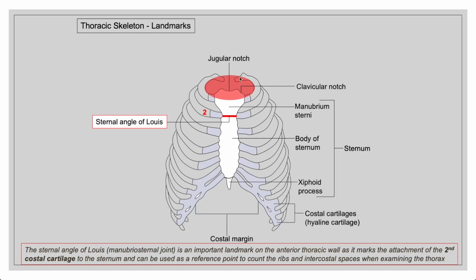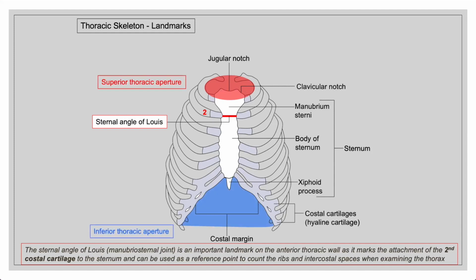We are closing from above. So this is the superior thoracic aperture. We call it superior thoracic aperture. And from below, if I close this space, I call it inferior thoracic aperture. Guys, a term you will encounter a lot: thoracic inlet and thoracic outlet.